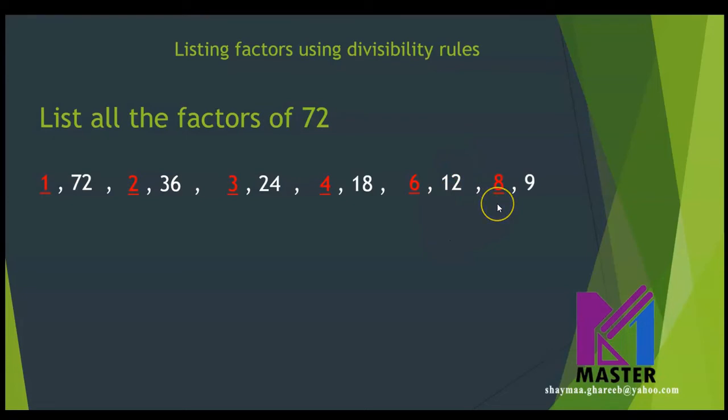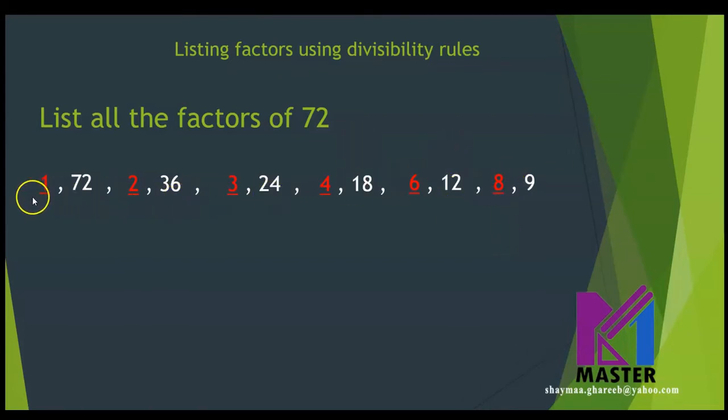After the 8 is 9. Is 72 divisible by 9? Yes, and we already wrote it here as 8 times 9, which means the factors will start to be repeated, which means no more factors, and I will stop here.